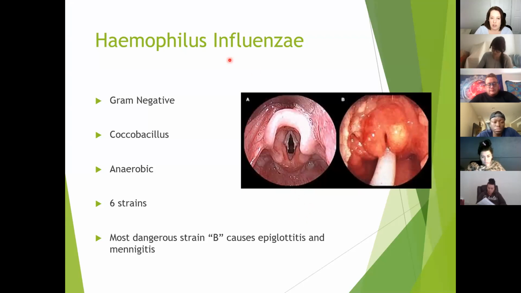So it's not actually a flu. When this bacteria was first discovered, they thought it was a virus and they thought it was a form of a flu. So they called it Haemophilus influenza. It's not a virus, it's a gram-negative bacteria.